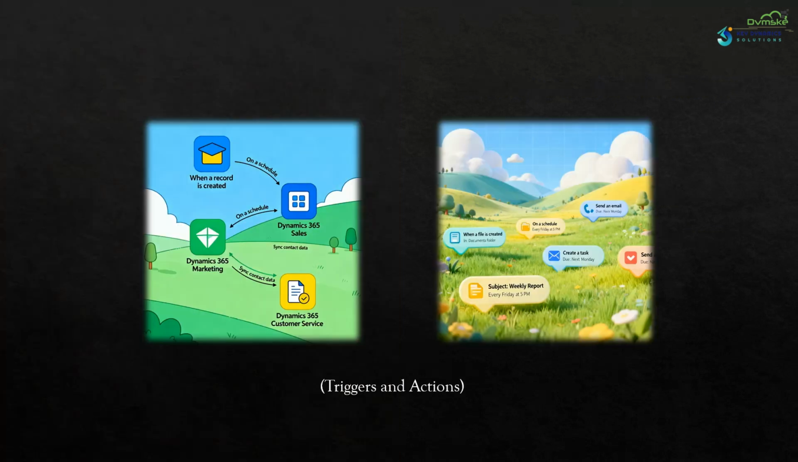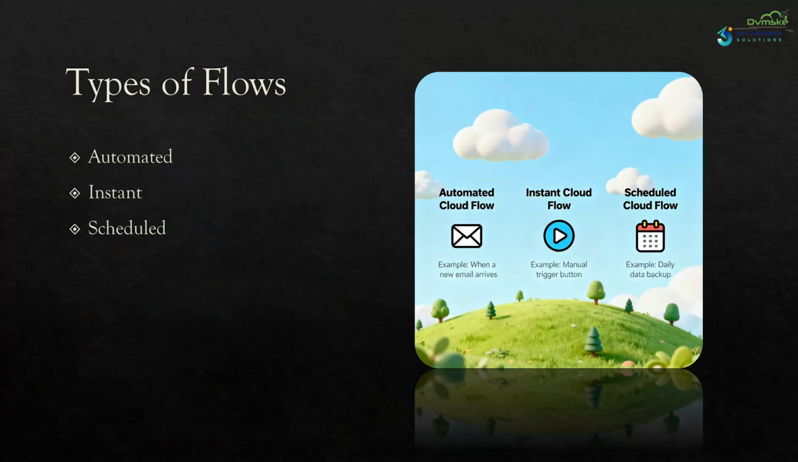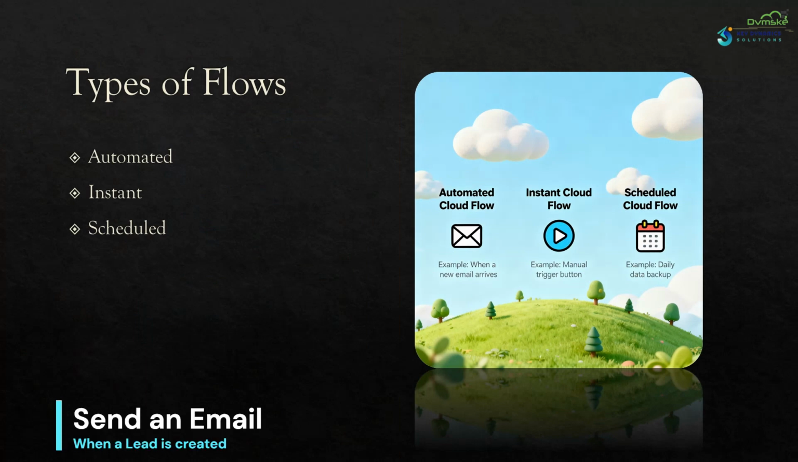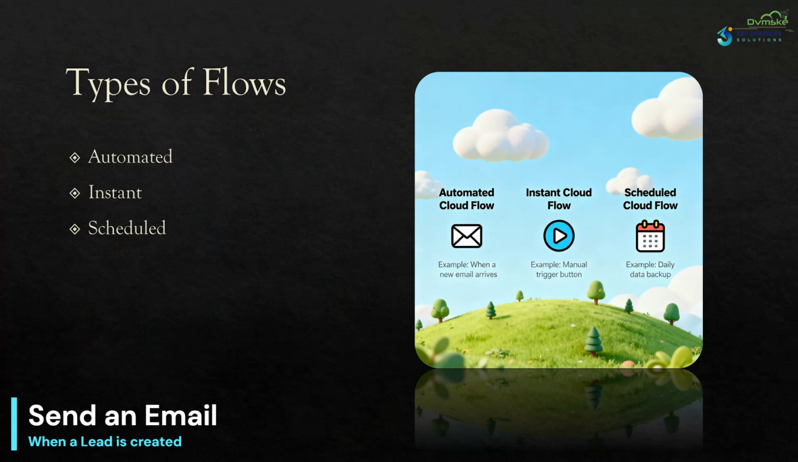As we all know, flows in Power Automate start with triggers, like when a record is created, and then the actions are performed, like sending an email or updating data. There are three types of flows in Power Automate. They are automated, which runs on events. The second type is instant, which runs manually, and the third type is scheduled, which runs at set times. In this video, we will be looking at an example of an automated cloud flow.